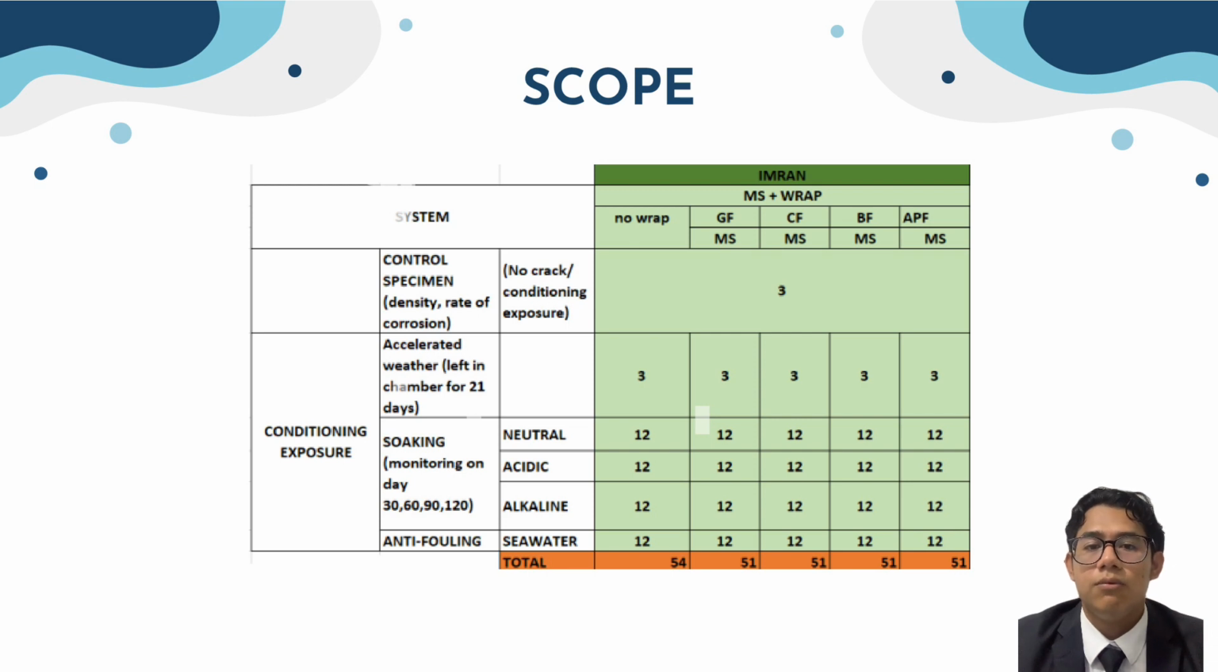For the anti-fouling, the samples will be submerged into the seawater. For the soaking, there will be 3 solutions involved, which are neutral, acidic, and alkaline solution. For the accelerated weather, the samples are placed inside the chamber for 21 days. And for the soaking, it will be monitored throughout 4 months, which involves day 30, 60, 90, and 120.